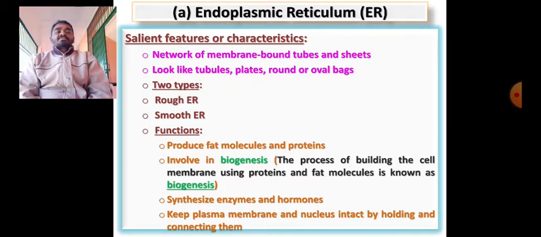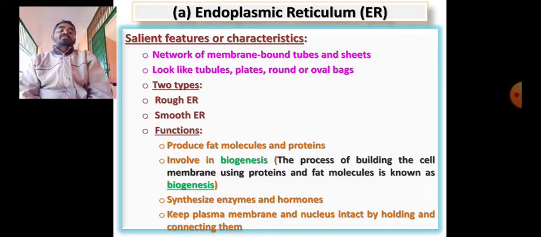So what are the salient features or characteristics of the endoplasmic reticulum? It's a network of membrane-bound tubes and sheets. It means the endoplasmic reticulum will have two different shapes, one tube-like, another sheet-like. Sheet means plate-like. It looks like tubules, plates, or round, oval-shaped bags. It is found in both plant and animal cells. And two types are there: one is rough endoplasmic reticulum, another is smooth endoplasmic reticulum.